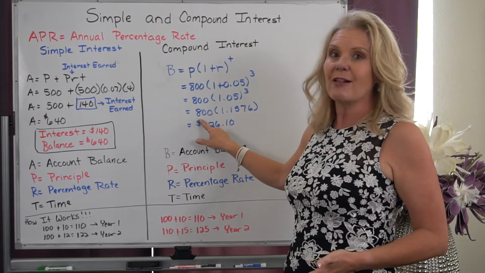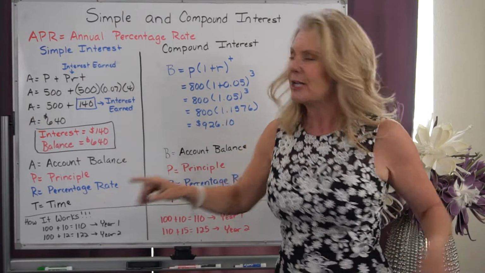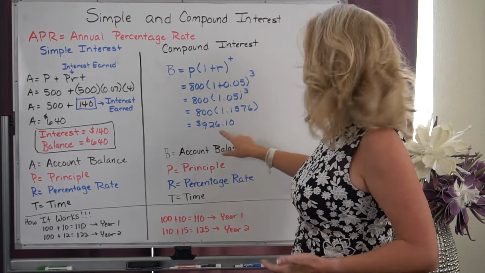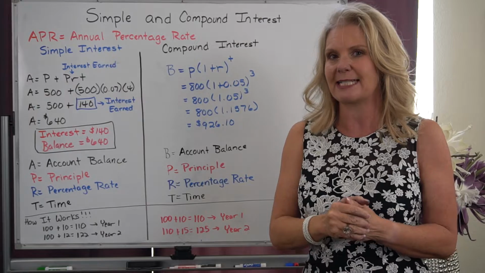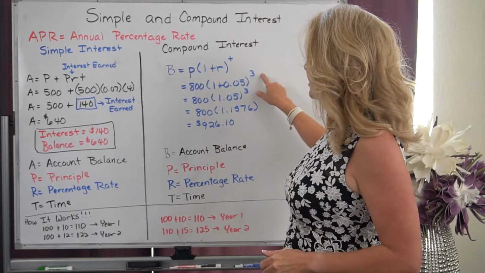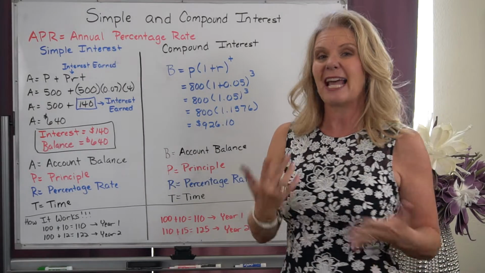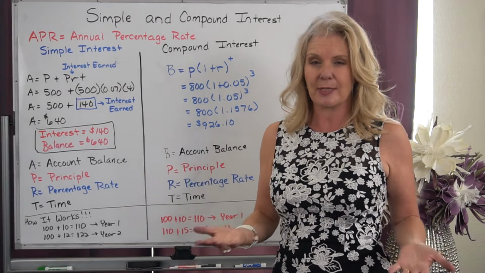Well, that $800 that I put in still remains there. So now I'm going to multiply $800 times that decimal and I get $926.10. So that means in 3 years time I went from $800 to $926. I gained an extra $126.